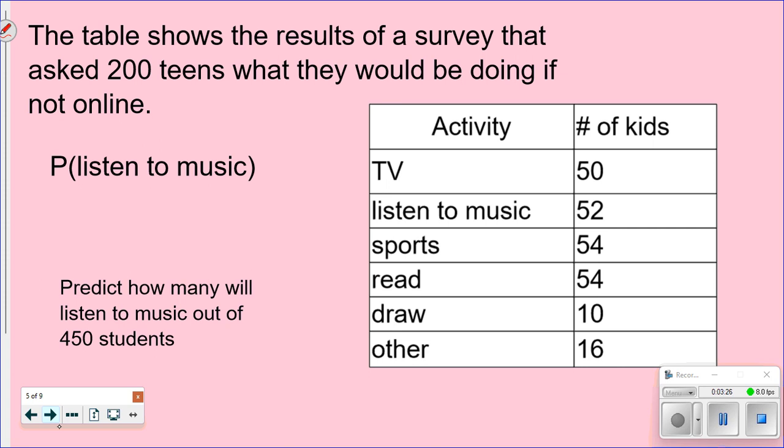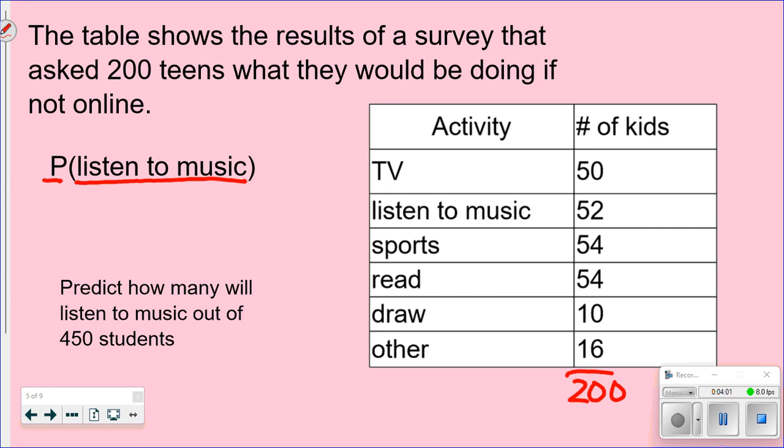The first type of problem that we see says the table shows the results of a survey that asked 200 teens what they'd be doing if they weren't online. If I look over here at my table, this altogether equals 200 kids. It already told me that the survey was out of 200. And 50 kids watch TV, 52 listen to music, 54 do sports, and so on and so forth. This asks, what's my probability of kids listening to music? Since this is an experiment, this would technically be the experimental probability.